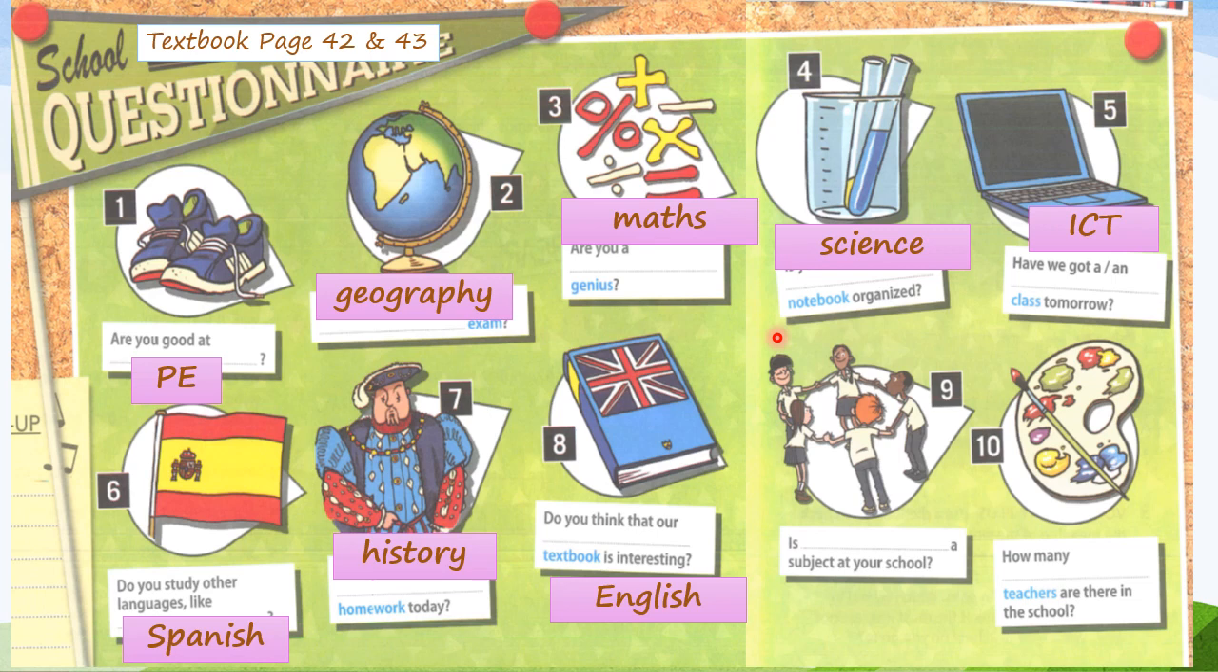And number 9, is what a subject at your school? Okay, so you see the kids, they are playing together. They are learning to mix with each other. All right, so most probably this is PSHE. Okay, remember PSHE stands for personal, social, health, and economic education. So you learn how to mix with other people, you learn about how to protect yourself, take care of your health, and also economic. You learn how to save money, plan your budget, and so on.